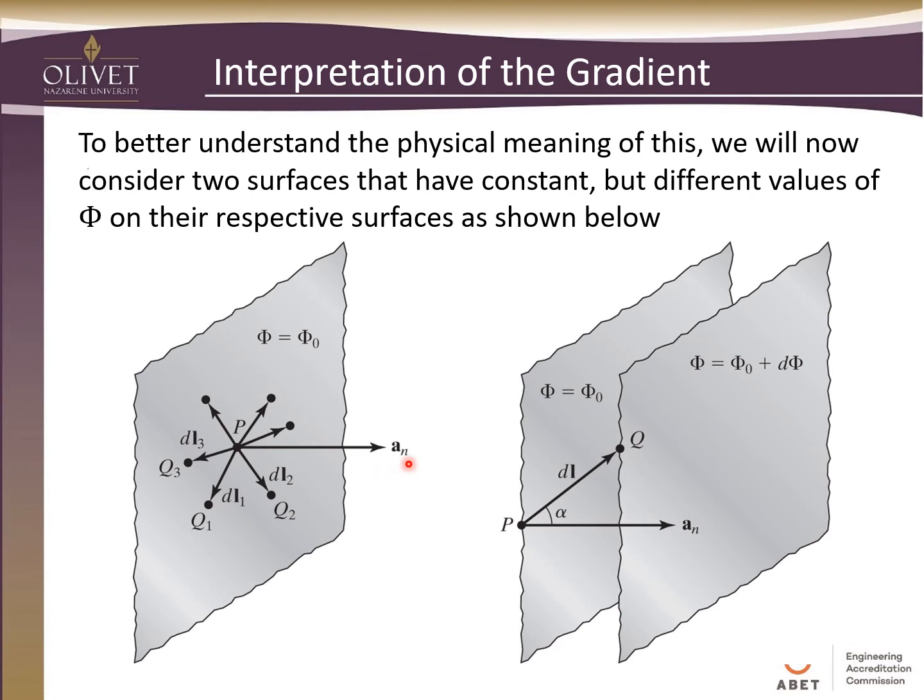So to better understand physically what this means, we want to look at an illustration now. We're going to consider some surfaces. This first surface is an equipotential surface. That means the potential everywhere on this sheet is the same. It's a constant. And then we're going to add a second one that differs by some d phi, some different amount. So this one's phi sub 0, and this is phi sub 0 plus this differential amount, as shown.